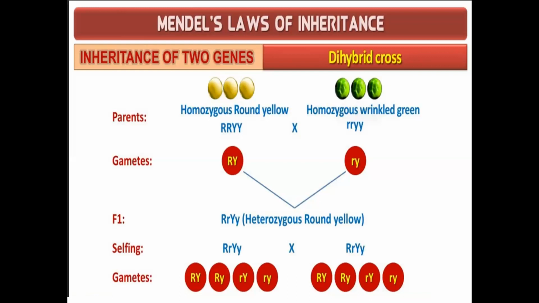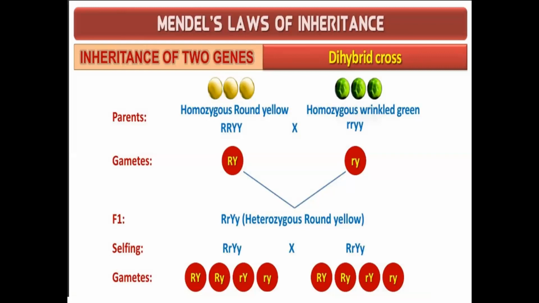Now what will be the gametes produced by this? How can the combinations be? It can be capital R, capital Y, round yellow. Then capital R, small y, round green. Then small r, capital Y, wrinkled yellow. And small r, small y, wrinkled green. So the gametes produced by the F1 generation will be round yellow, round green, wrinkled yellow, and wrinkled green.